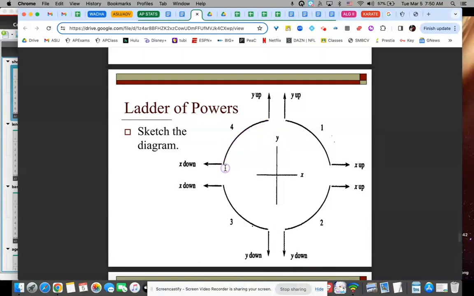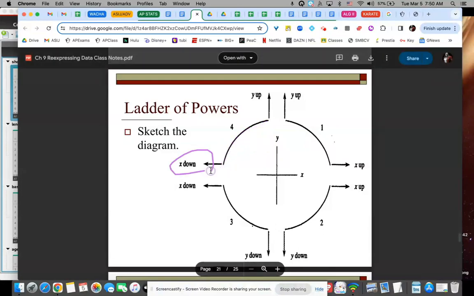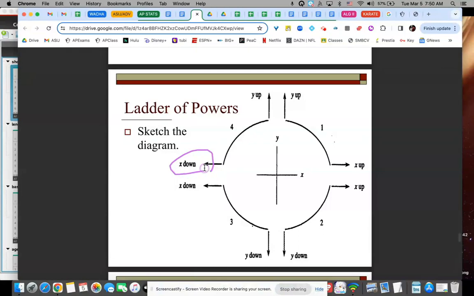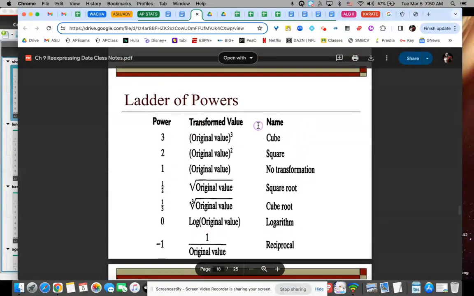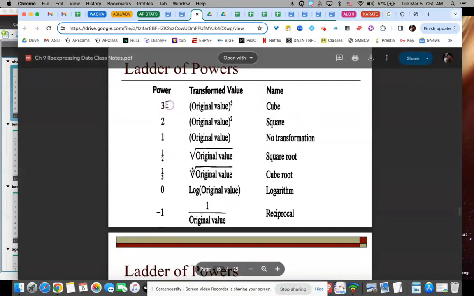Quite often we choose to go down first and try that. Like in this case, I would probably do the logarithm of x if I had data that looked like this. By going up and down, what do we mean? Let me back up here. We're actually just talking about the power you put on your variable.